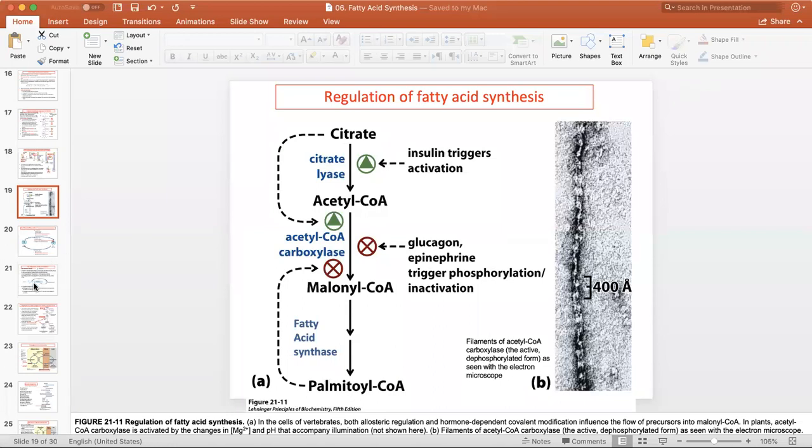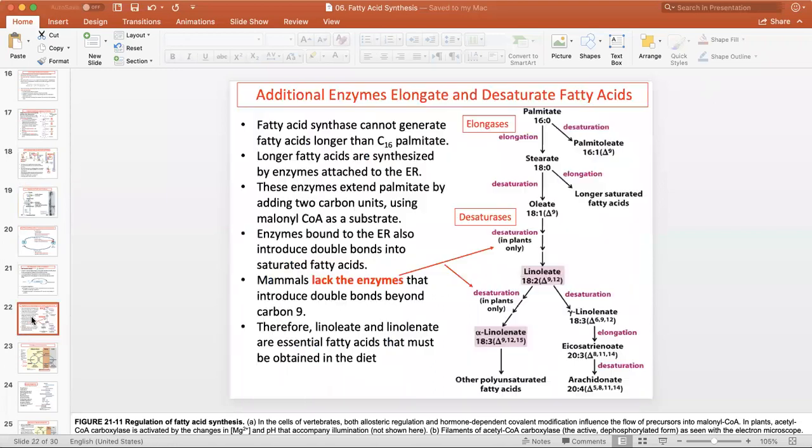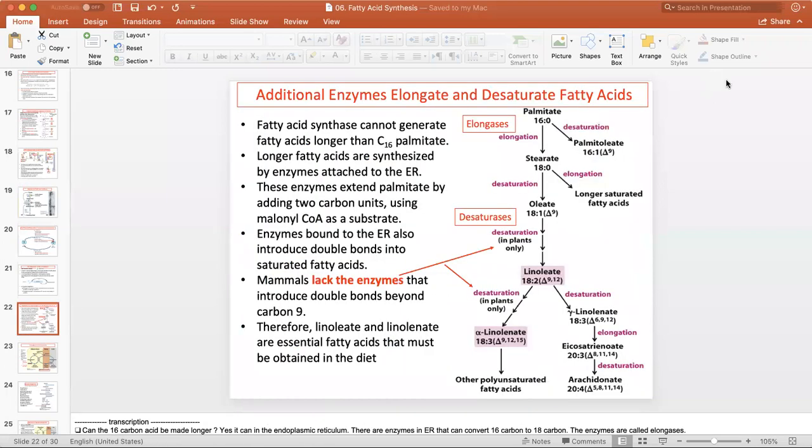Okay, perfect. So we left off here, right? We need to do something with this palmitate. It's just hanging right there. The problem is that our body is not able to put in the double bonds. So this is a problem that arises. Fatty acid synthase cannot generate fatty acids longer than C16 palmitate. It can go till 16 and then stops. It cannot make more.